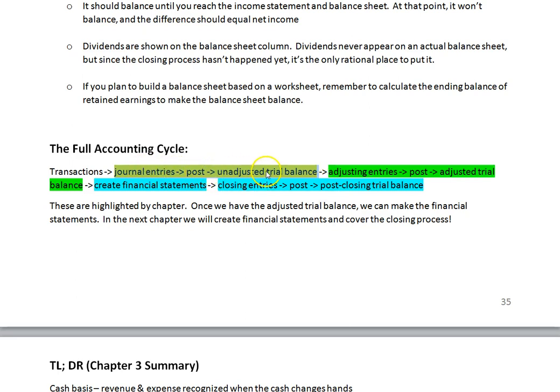You see journal entries, post, trial balance. You're going to see the same thing in step 3, except just adjusting entries, post, make another trial balance. But after the adjusted trial balance, we actually create the output, the financial statements. That's the first thing we're going to talk about.